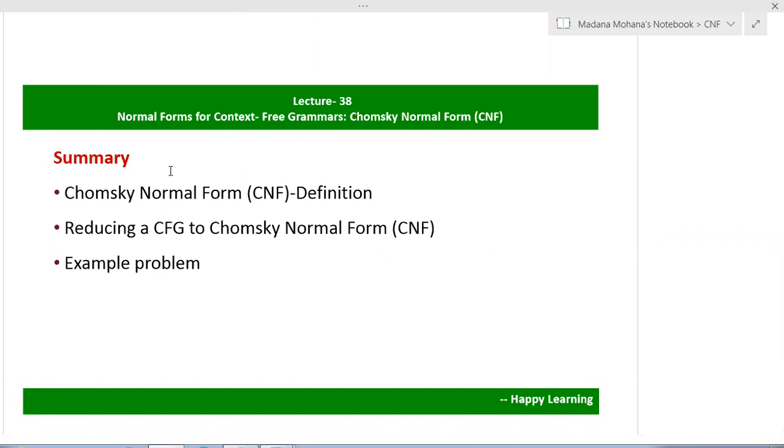All are previous questions from various question papers I have collected. Then coming to the summary of what we discussed. First we discussed the definition of CNF, Chomsky normal form. Then the prerequisites of CNF. That means a context-free grammar does not contain null productions, unit productions, and useless symbols. Then reducing a context-free grammar into Chomsky normal form: one theorem followed by the procedure consisting of 4 steps. Then we demonstrated one example problem.